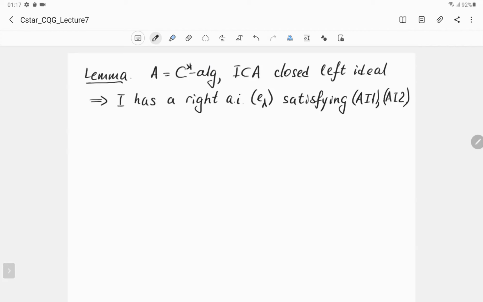So what is a right approximate identity? The definition is more or less obvious. This means that this approximate identity is a net e_lambda such that a e_lambda goes to a. So in the definition of the approximate identity, we had two conditions: a e_lambda goes to a, and e_lambda a goes to a. So it is two-sided. And here we claim that I has a right approximate identity.